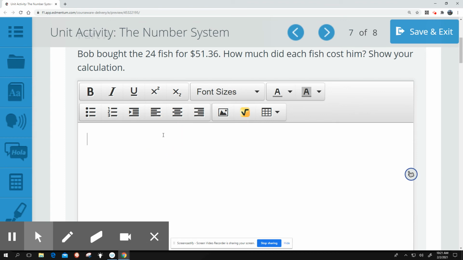Okay, so I'm going to X out of this, and this is what I want you to have on here. So we took 51 and 36 cents, $51.36. We divided by 24. That's going to equal $2 and what was it, 14? Yes, 14 cents per fish. All right, that was only part A, you guys.